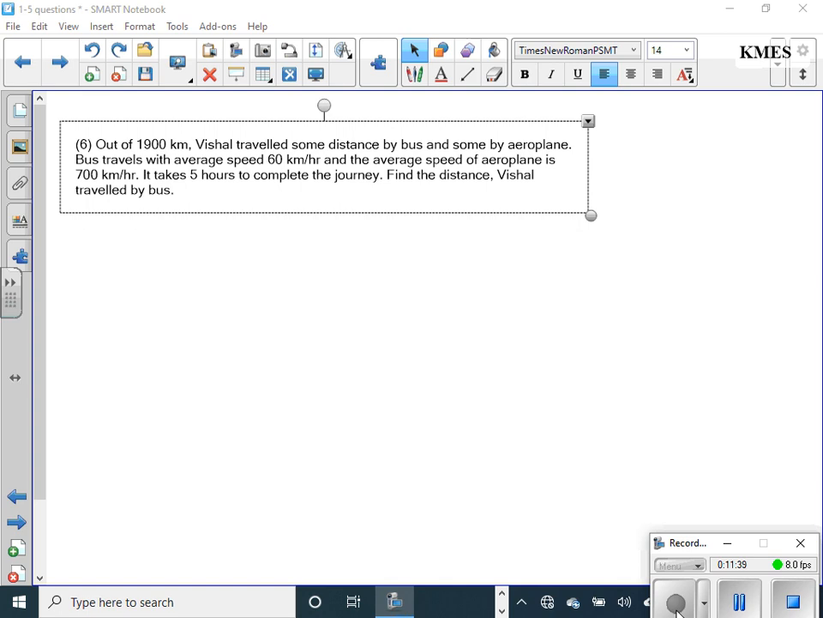We come to the last question of exercise 1.5 over here. Let us go to the question again. Out of 1900 kilometers, Vishal traveled some distance by bus and some by aeroplane. Bus travels with an average speed of 60 km per hour and the average speed of aeroplane is 700 km per hour. It takes 5 hours to complete the journey. Find the distance Vishal traveled by bus.